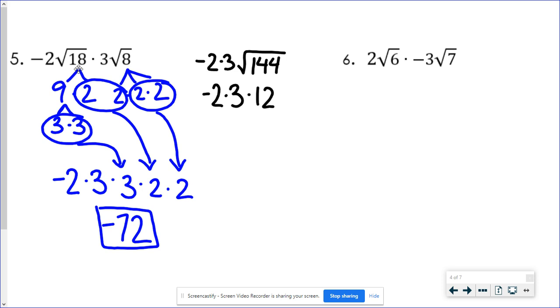In number 6, the 6 and the 7, so the 6 I can make a little tree and make a 2 and a 3. But I don't see any pairs there. So I'm going to just put this stuff together. So I'm going to have the 2 and the -3 on the outside.